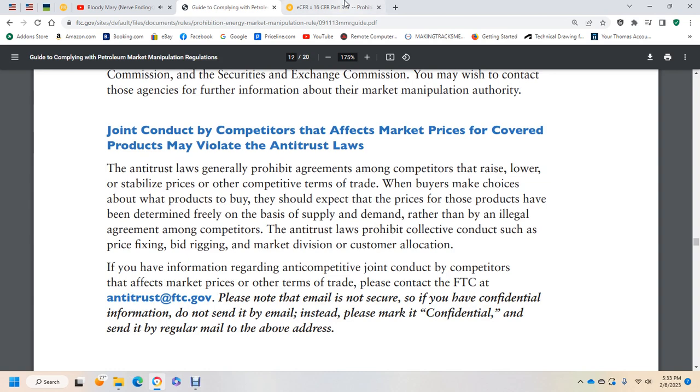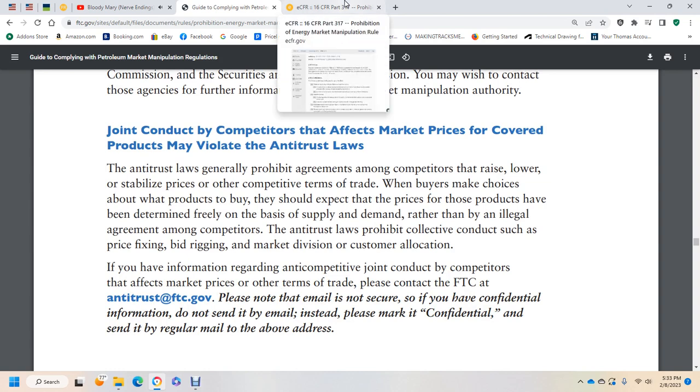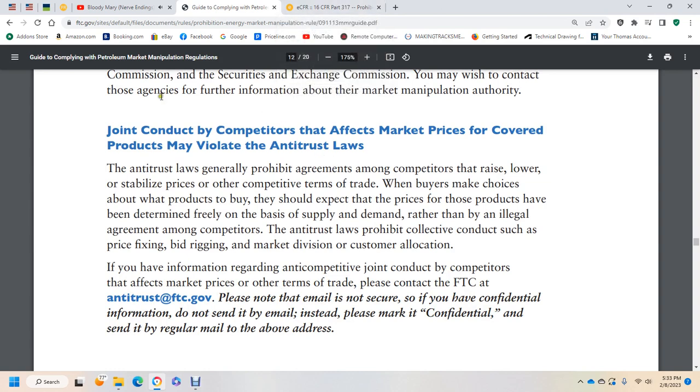Joint conduct by competitors that has an anticompetitive effect in the marketplace for a covered product may violate antitrust laws. Antitrust laws generally prohibit agreements among competitors to raise, lower, or stabilize prices or other competitive terms of trade. When buyers choose what to buy, they should be able to accept prices for those products that have been determined freely on the basis of supply and demand, rather than by an illegal agreement among competitors. Antitrust laws prohibit collusive conduct such as price fixing, bid rigging, market division, and customer allocation.